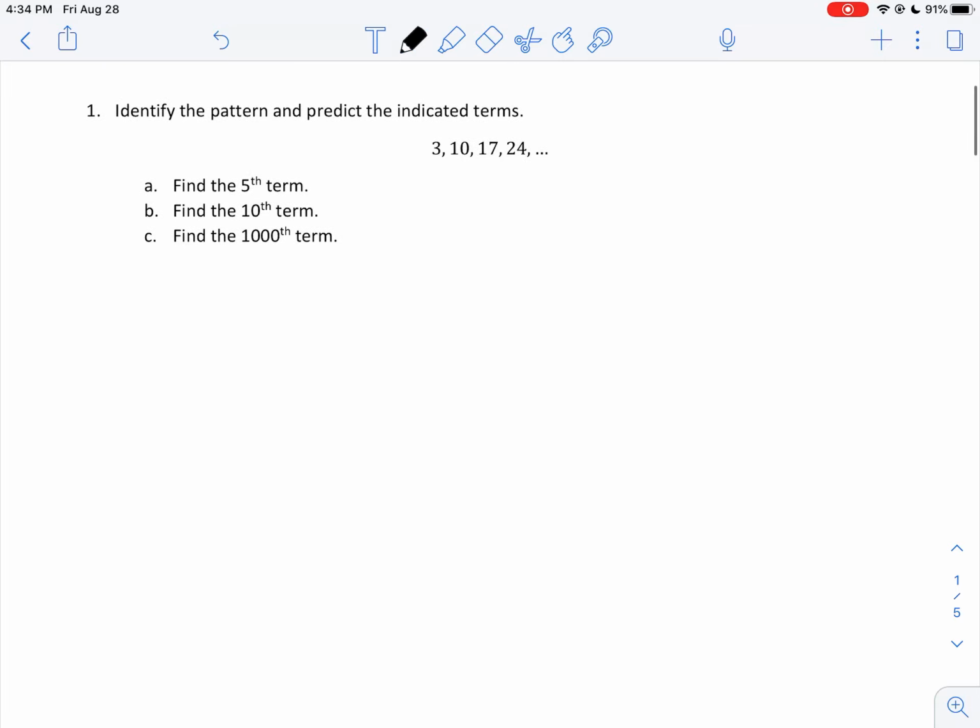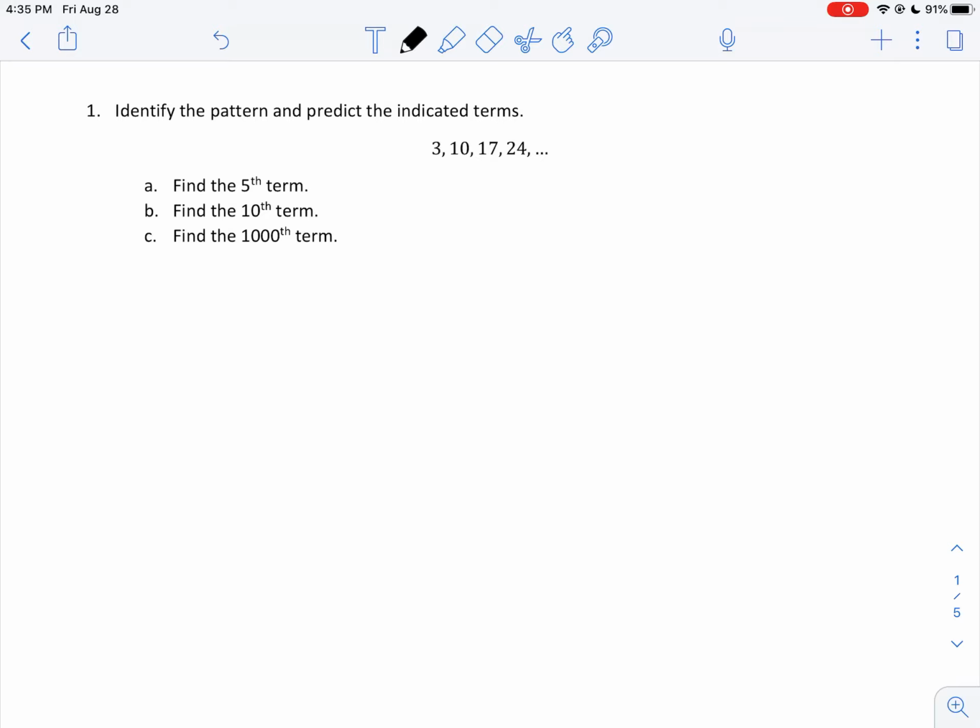Okay, so question number 1. This week, by the way, focuses still on problem solving, but with an emphasis on pattern recognition and using that recognition to make predictions. Task 1 here is to identify the pattern and predict the indicated terms. So we're given 4 numbers in a row, imply that this list would continue, and we were asked to find the 5th term, so that's essentially the next term in this list, and then skip ahead to the 10th term, and then see if we can't come up with a way to jump ahead to the 1000th term.